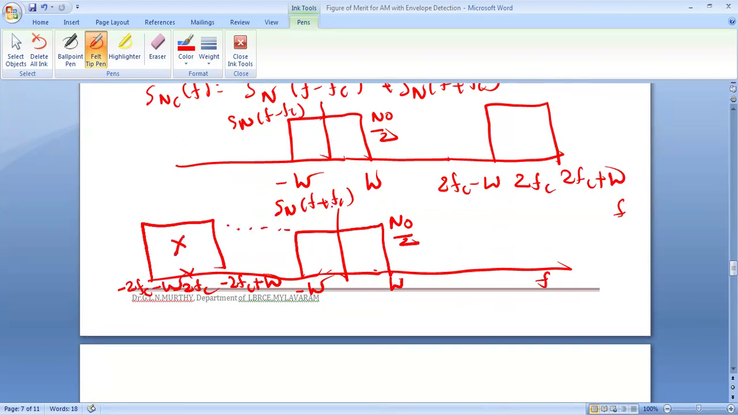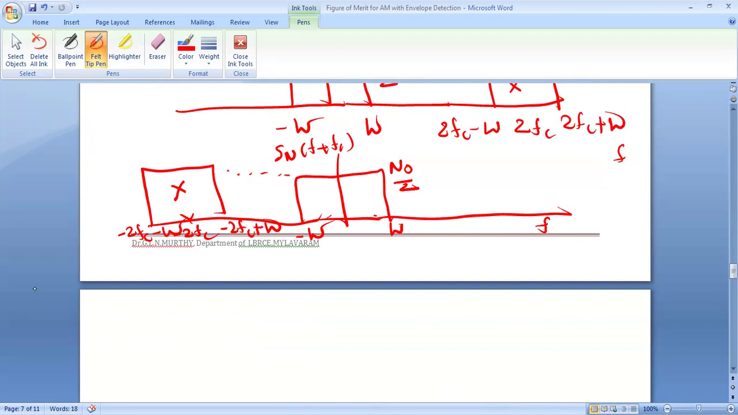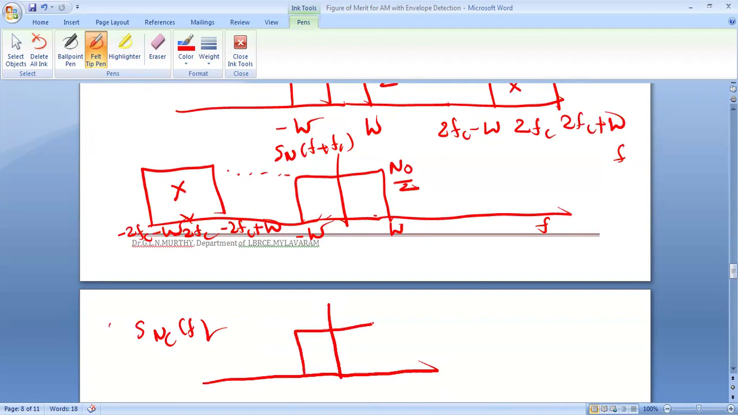This will be removed, high frequency component. And similarly, this also is removed, high frequency component. So what is left over? A spectrum between minus W to plus W having magnitude N0 by 2. Then SNC of f will be the addition of these two. So N0 by 2 plus N0 by 2, how much? It is N0. So minus W to plus W, N0, frequency. This is the SNC of f.